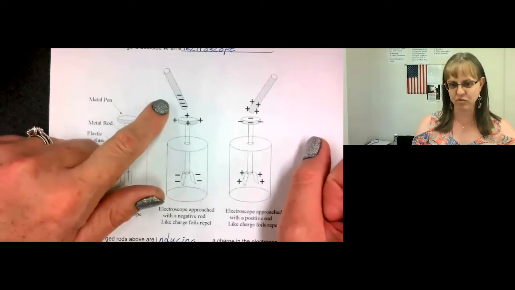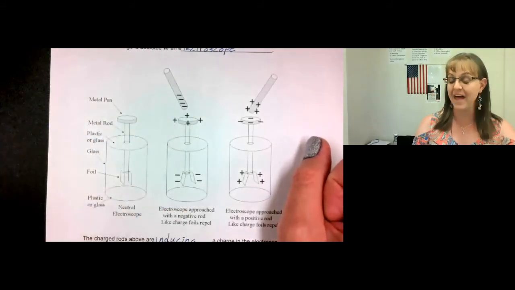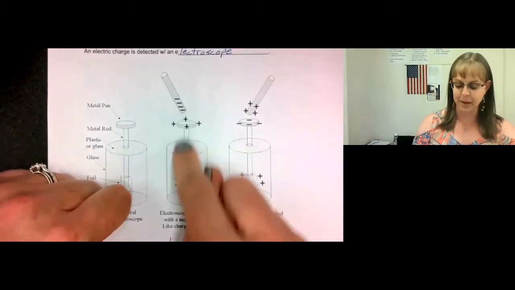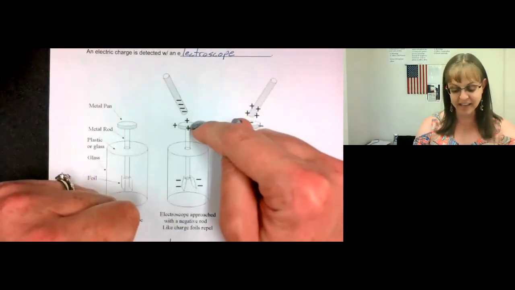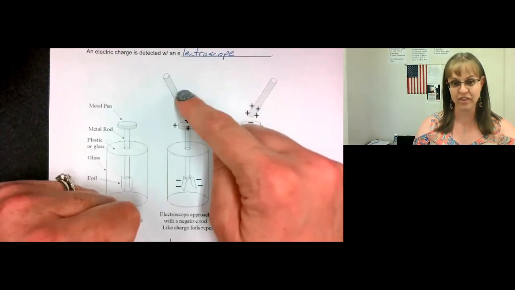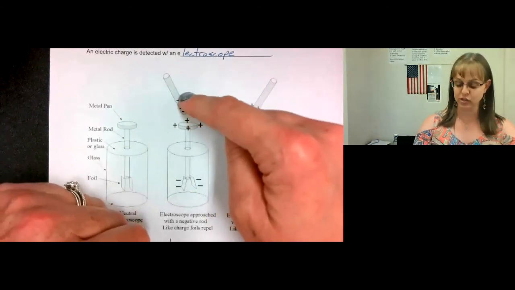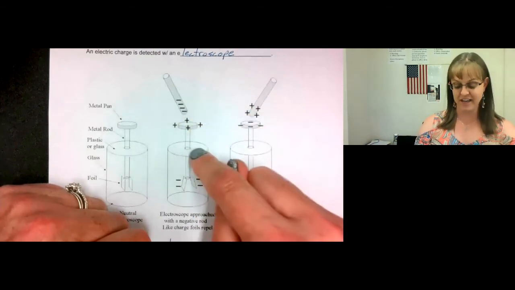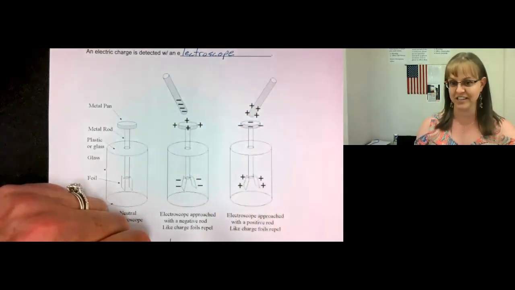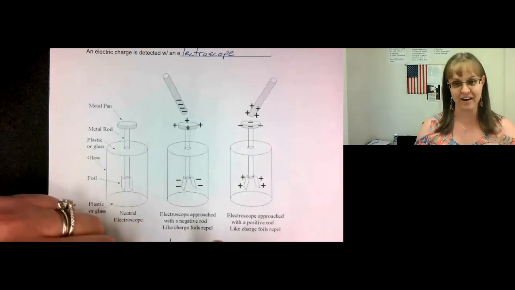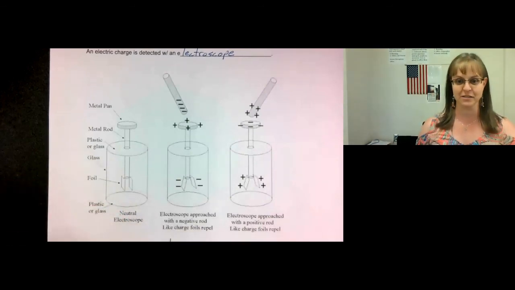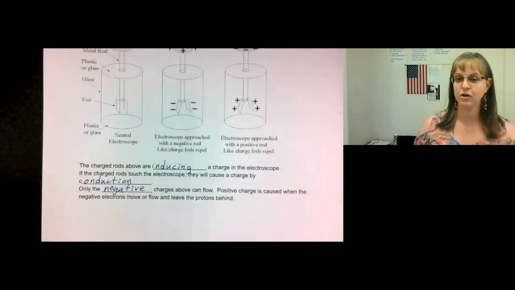Once you remove the negative wand from the electroscope without touching it, these charges mix back together and become neutral again. However, if you actually touch the electroscope with the rod, the negative electrons will be split between the rod and the electroscope, charging the electroscope. Then the electroscope will have a charge that will remain on there until it slowly dissipates. Remember, only the negative charges flow. The positive charges stay put.